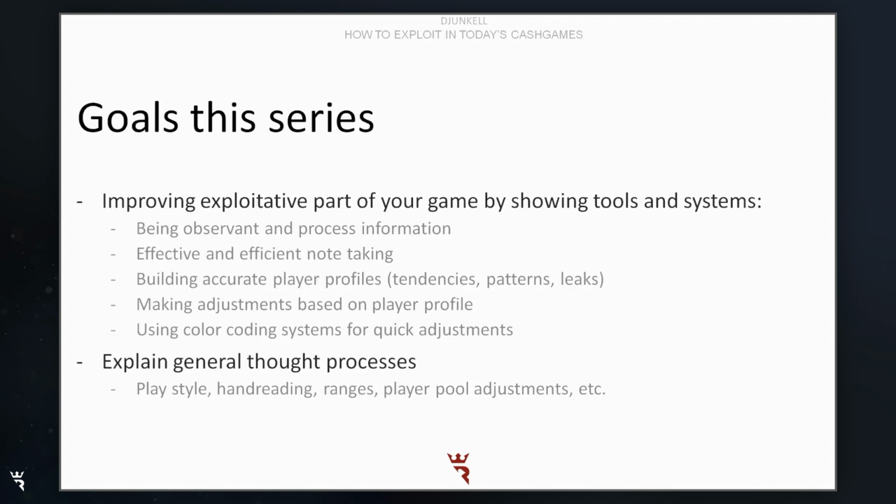So the goals for this series, the main goal is to improve the exploitative part of your poker game by showing some of my tools and systems I built along the way, and that is basically divided into several subsections, like being observant and how to process information, make a lot of notes and try to make them as effective and efficient as possible, building accurate player profiles, so really try to get an accurate view on what kind of tendencies, patterns and leaks your opponents have based on all the observations and notes you take on your opponent. And from there, once you have the player profile, you should also make the correct adjustments. And the last thing is also using different color coding system to make quicker adjustments.